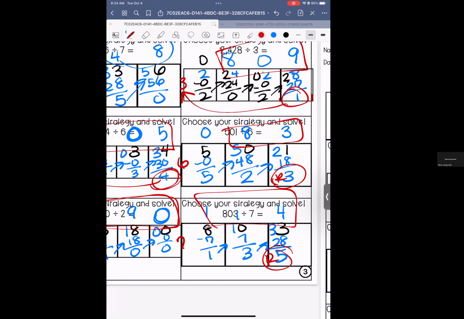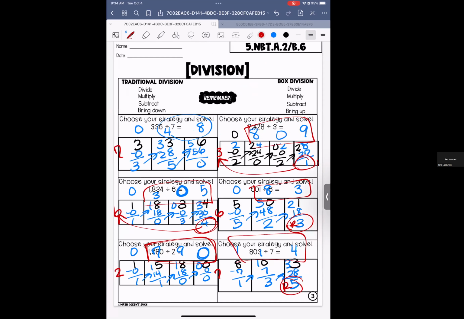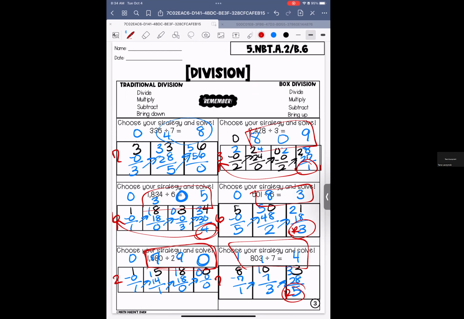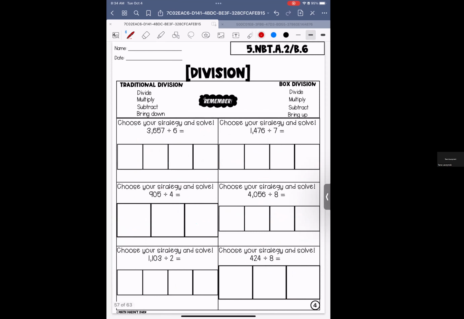That is the end of page 3. If that is all you've gotten to, please stop. If you're ready for page 4, let's do this. I'm going to write in my numbers I'm dividing by. Maybe, there we go. And an 8, and a 2, and an 8.